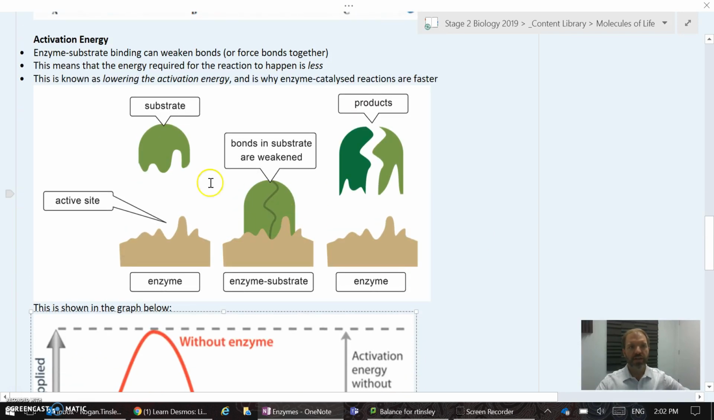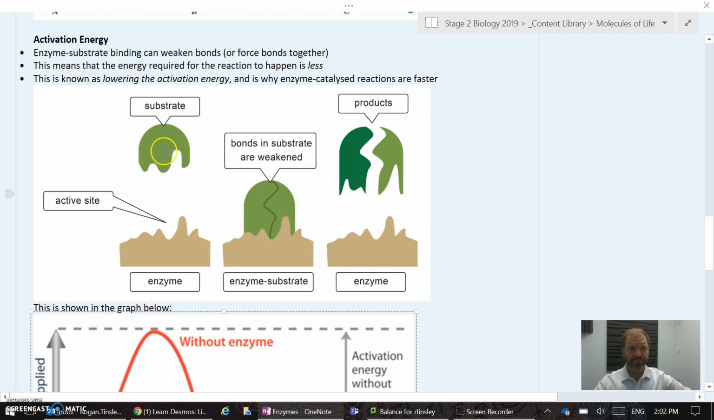So just to define that, the enzyme substrate binding can weaken bonds or force them together. So if we're breaking this substrate up into two parts, or putting two parts together to make a new product, that requires making and breaking of bonds. And that's where this enzyme substrate binding is really important.